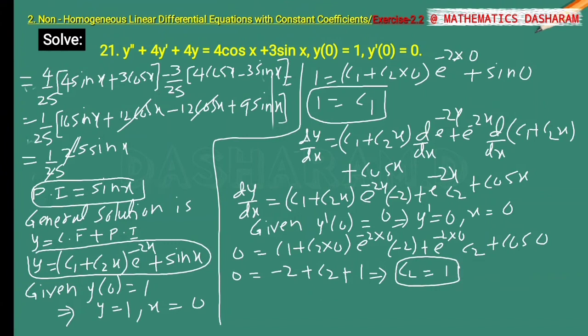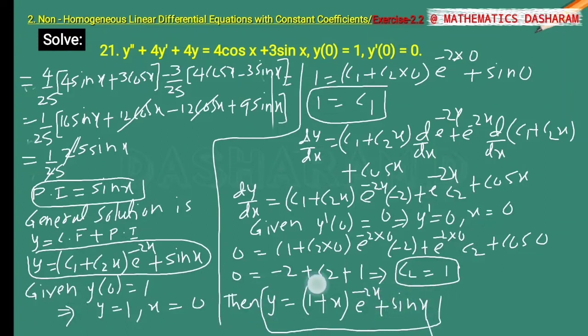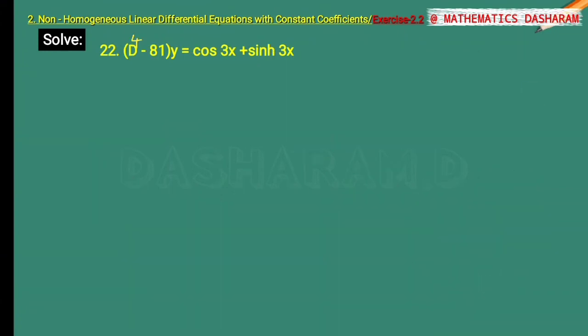Now substitute the c1 and c2 values in the general solution. So y becomes, with c1 value 1 and c2 value also 1, 1 plus x, e to the power of minus 2x, plus sin x is our required answer. This is our required answer.